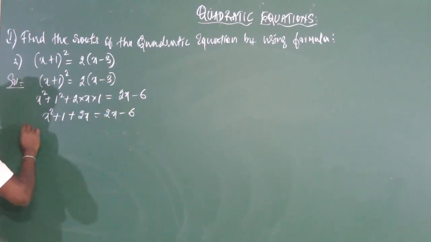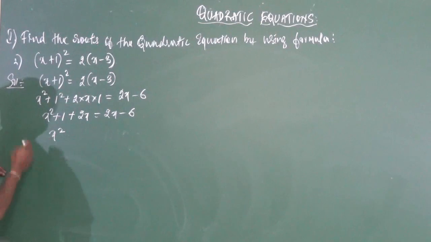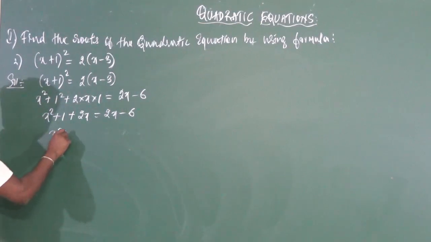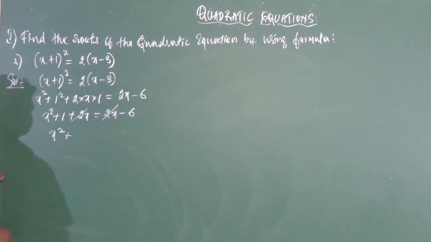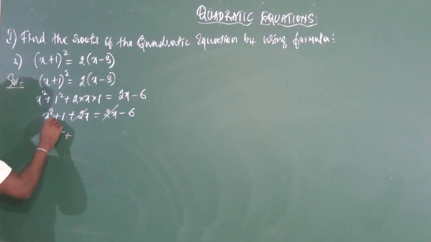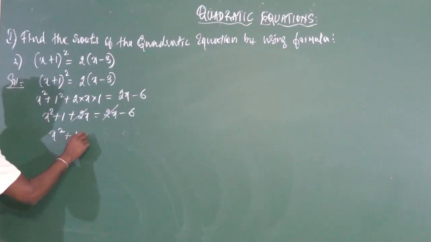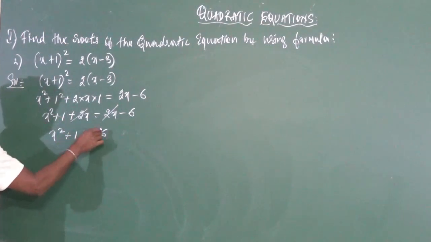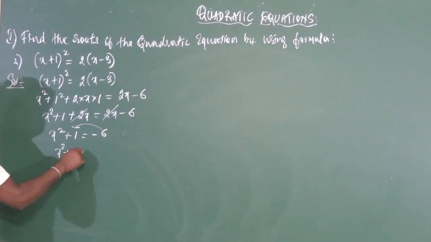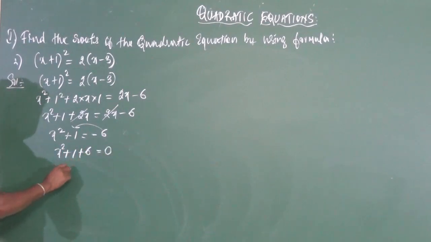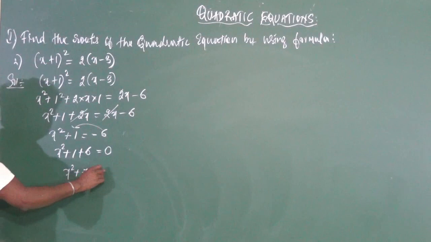Okay. So here, 2x on both the sides gets cancelled. So that can be done. So remaining is x square plus 1 is equal to minus 6. So we can transpose this to the LHS. So that becomes x square plus 1 plus 6 is equal to 0. So x square plus 7 is equal to 0.